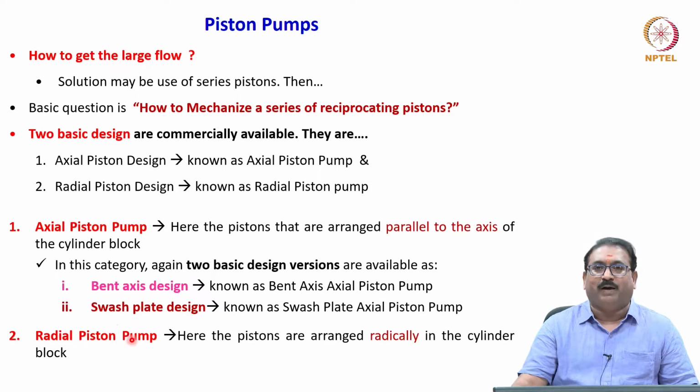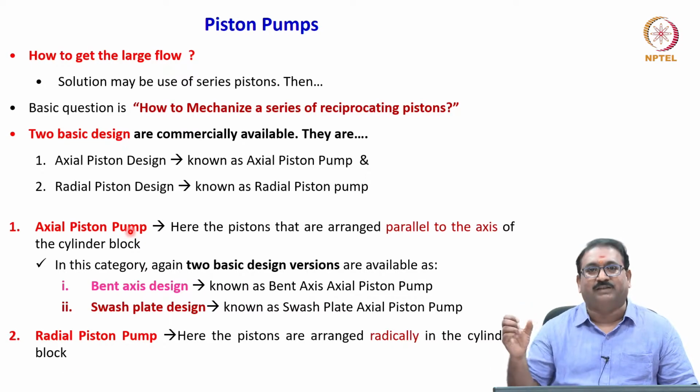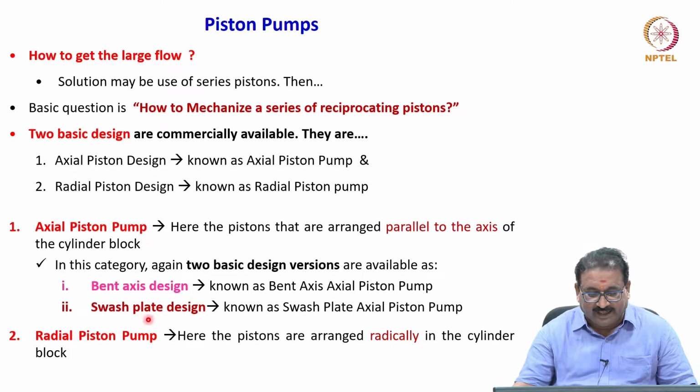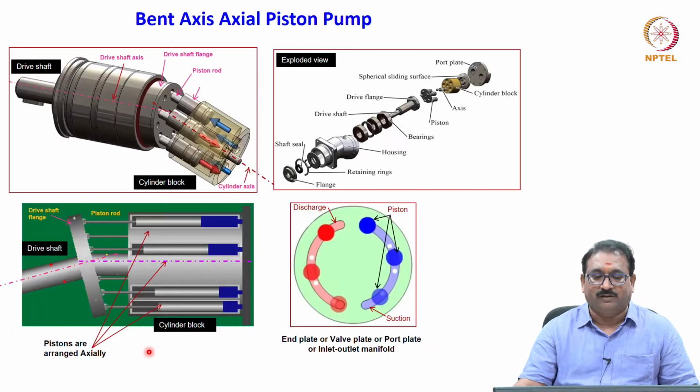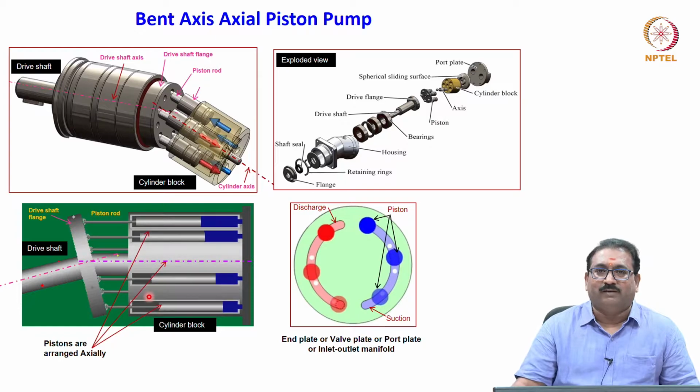In radial piston pumps, pistons are arranged radially in the cylinder block. Here, axially they are arranged, a series of pistons. Here they are radially arranged in the cylinder block. Let us see one by one.